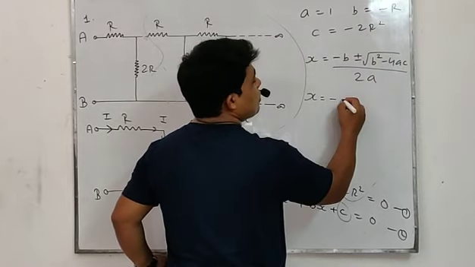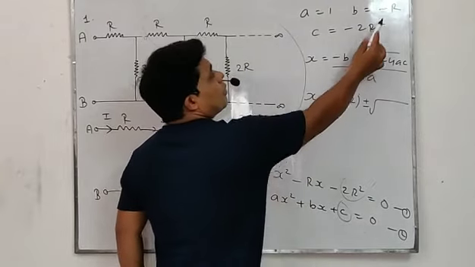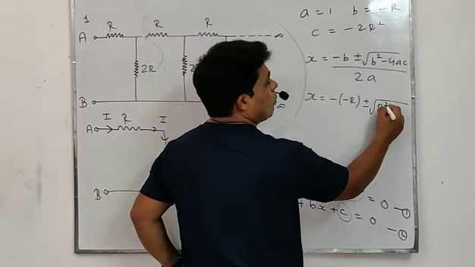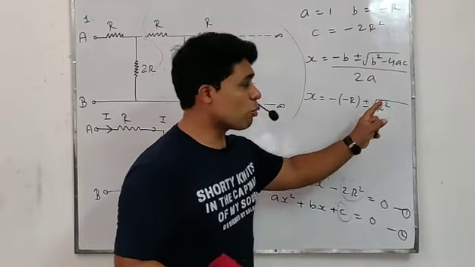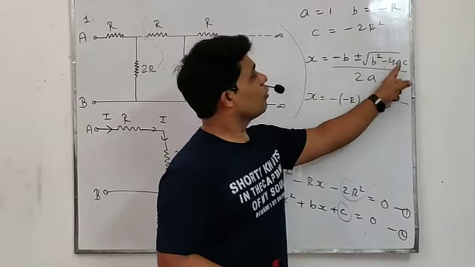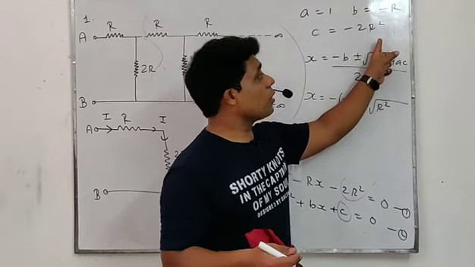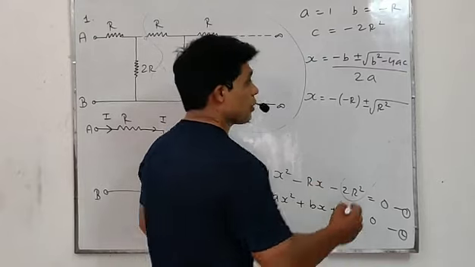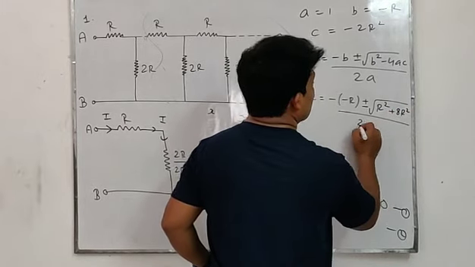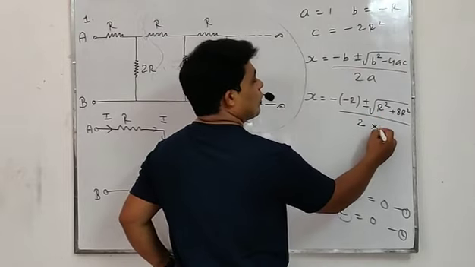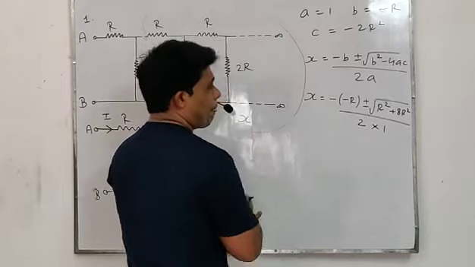B we are having as minus r plus minus root of b square minus r square plus r square. Okay. Minus 4ac. Directly I am going to write a we are having 1. 4 into 1, 4. And c we are having minus 2r square. Minus 2r square and 4r square. Plus 8r square. Divide by 2a as 1. Okay. So now students, I am going to remove this portion.